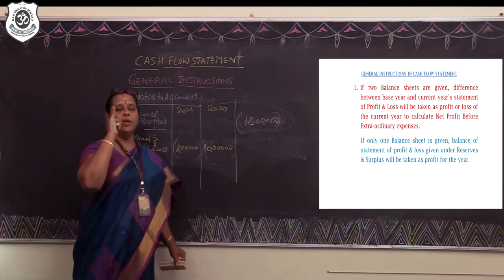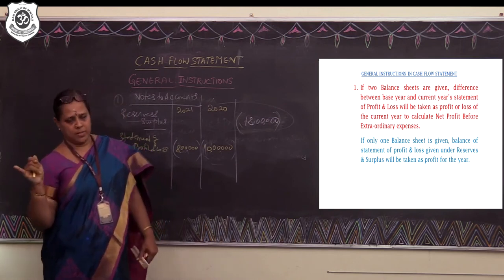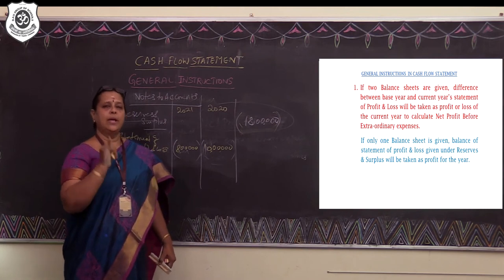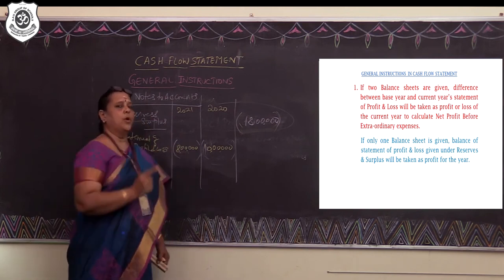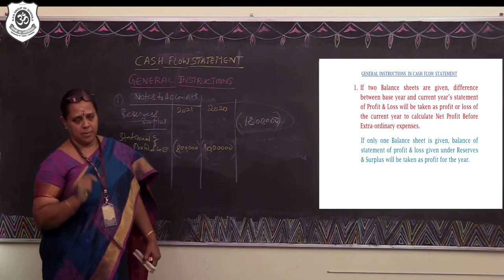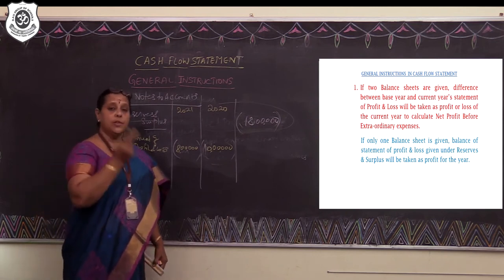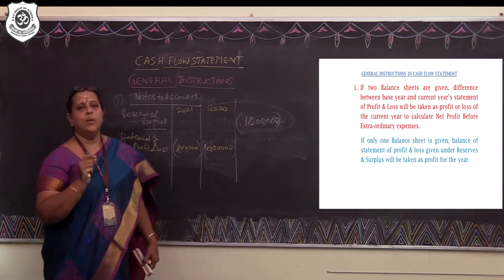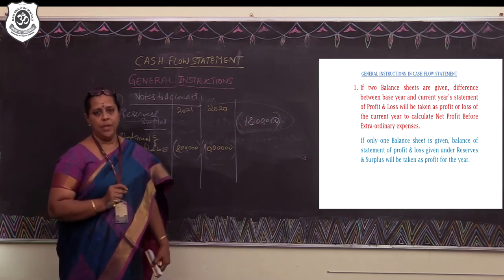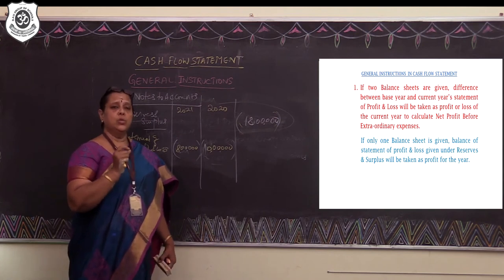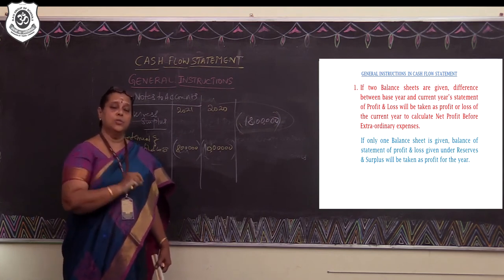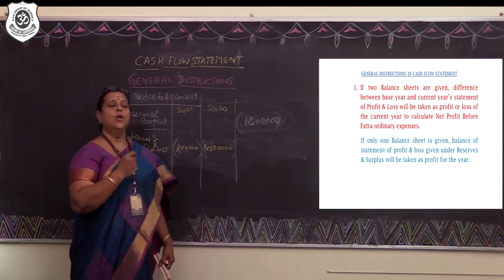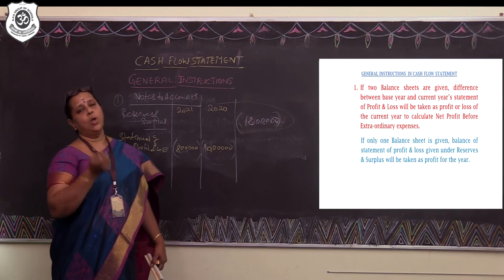So, I repeat, if only one statement of profit and loss is given, the balancing figure of statement of profit and loss will be taken as a base for calculation of profit before extraordinary items. In case 2 years' figures are given, then the difference between current year and base year will be the profit for the current year. In case the base year is showing a favorable balance and current year is also showing a favorable balance, the difference between current year and base year will be a profit or loss for the current year straight away.